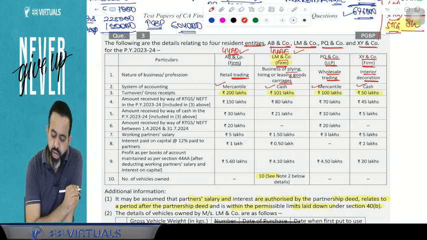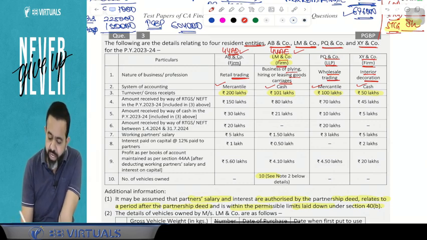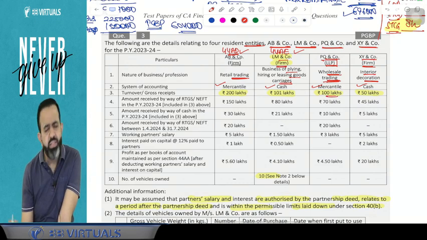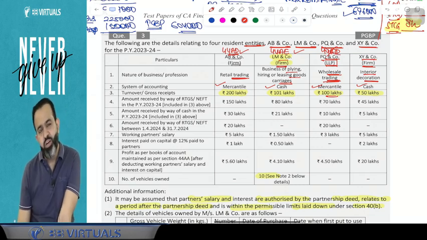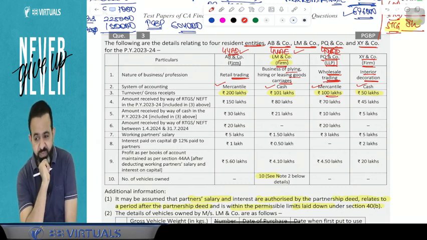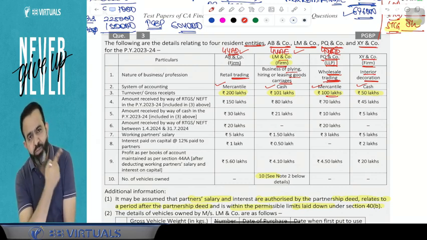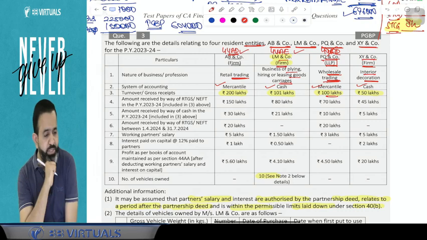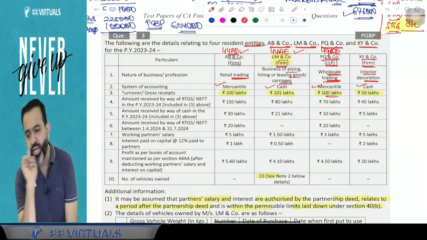Now the next part, PQ and company. They are an LLP. Guys, for the LLP that is into wholesale trading, even though their turnover is not more than 2 crore, they cannot opt for section 44AD. 44AD is not possible. Here 44AE is also not possible because they are not into plying, hiring and goods carriages vehicles. So here, guys, 44AD is not possible.